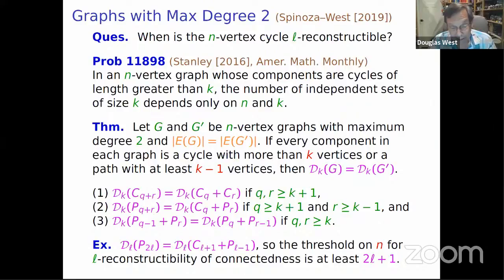So in particular, if you look at the path with two L vertices, it will have the same L deck as the graph consisting of a cycle with L plus one and a path with L minus one. And that means that the threshold on the number of vertices in order to have L reconstructibility of the property of connectedness will have to be at least 2L plus 1. Okay? So we have that lower bound.